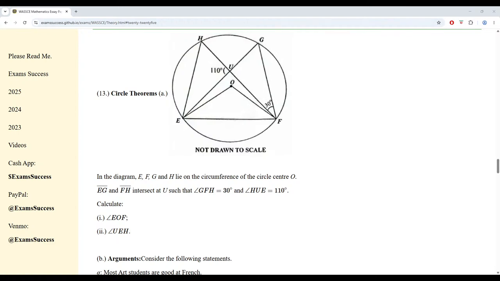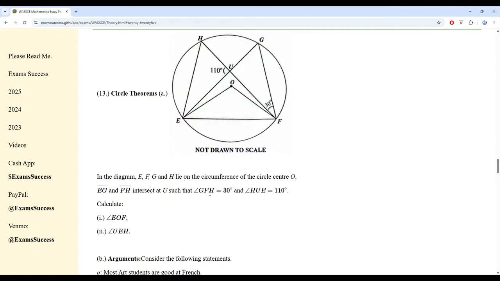It gave us the circle and it gave us this here. You can read this later on. E, F, G, H lie on the circumference of the circle, center O. So this is the center of the circle O. Line EG and line FH intersect at U. They intersect here at U.